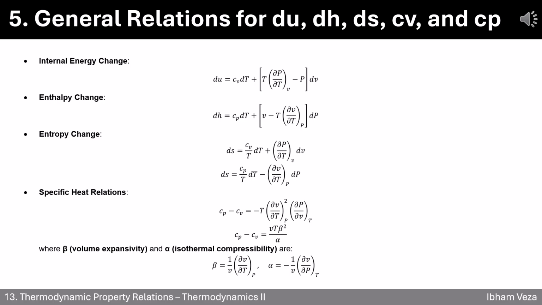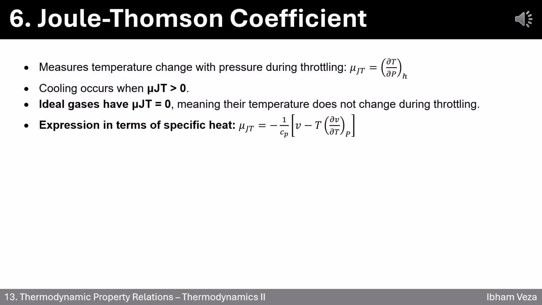You'll also meet two helpful property terms: beta, volume expansivity, and alpha, isothermal compressibility. These capture how a material reacts to changes in temperature and pressure, making your predictions more accurate, especially for real gases and liquids. With these general relations, you'll be able to handle complex problems with ease, using the right formula for the right situation.